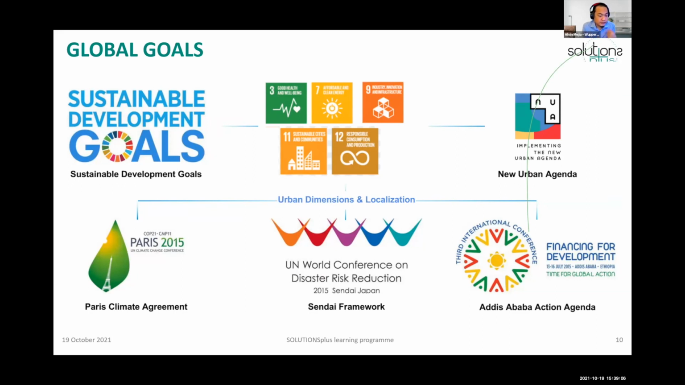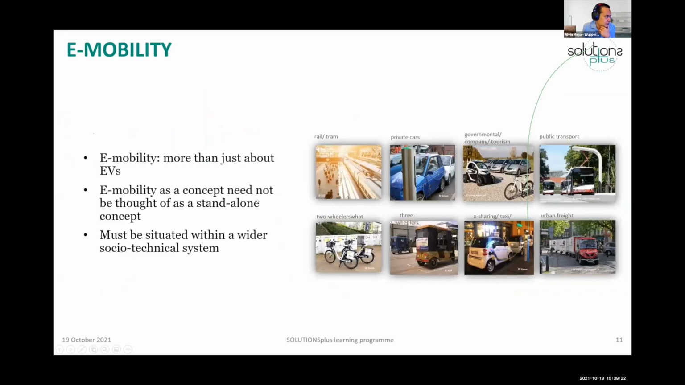We also indirectly relate to many of the global goals, no? And these are translated in different capacities at the urban level, in the New Urban Agenda, and also relate to the other global and regional processes, as you would see here.